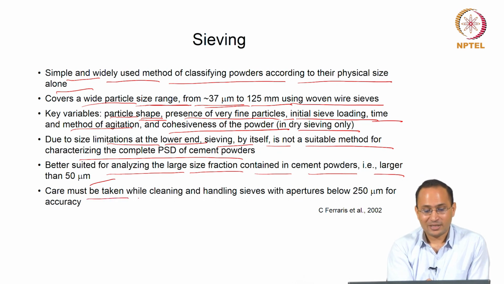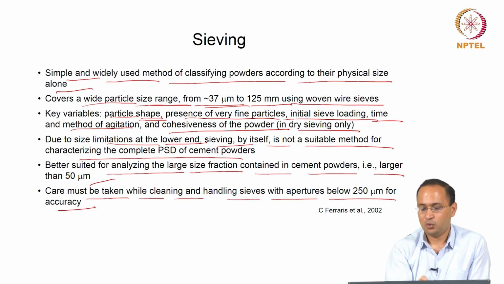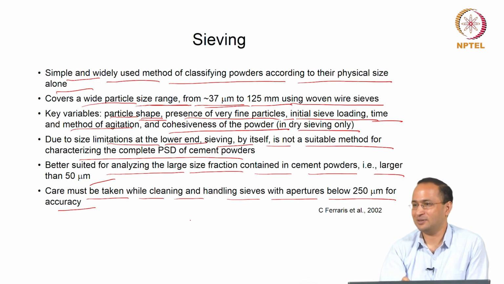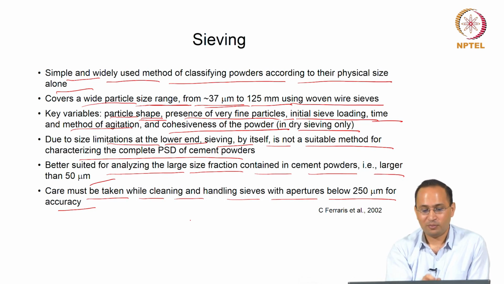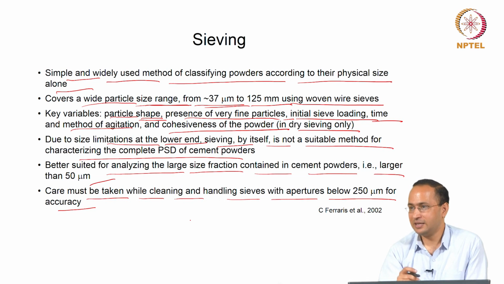But care must also be taken while cleaning and handling sieves with apertures below 250 micron for accuracy. What happens when you do sieving? It clogs your sieves. So, if you do not clean your sieves, then your results will get affected. It is very important. You have to pay attention, especially as you go down in size.